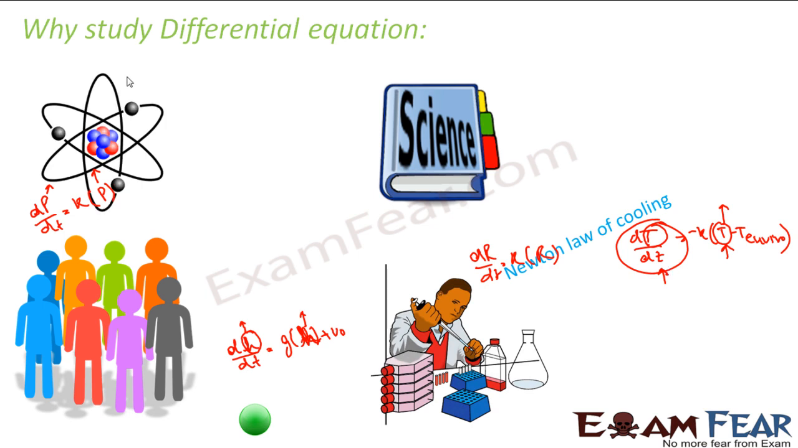If you talk about atomic decay, let's suppose D is decay, then dD by dt is also directly proportional to D. So the rate of decay is directly proportional to the decay.